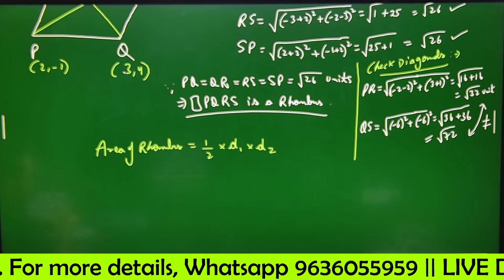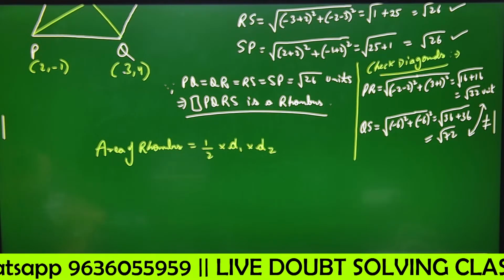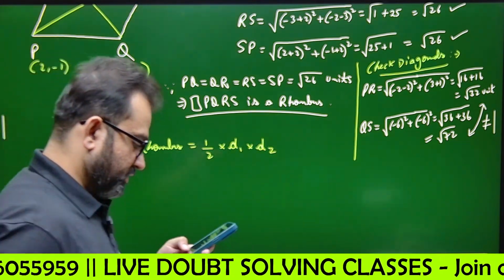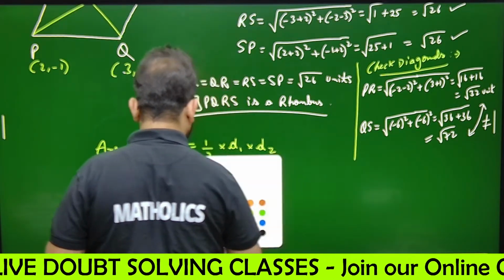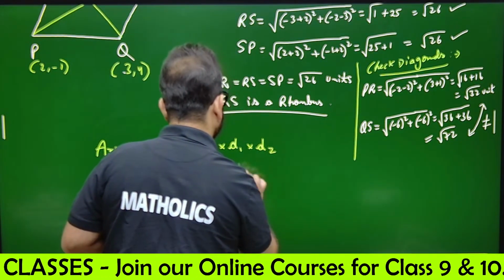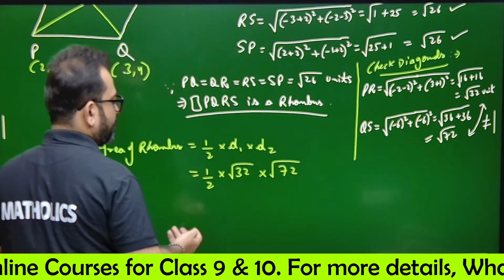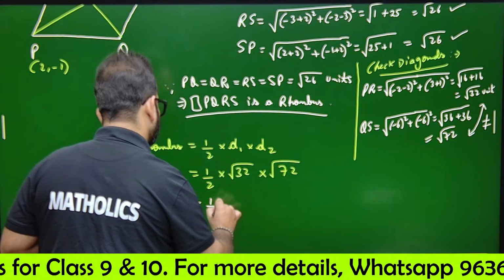Yes, half into D1 into D2 is the easiest formula for finding the area of a rhombus. Okay, clear? So half D1 into D2. So that's half into what is D1? Value of D1, the first diagonal, is root 32. The other is root 72. So it will be half into root 32.